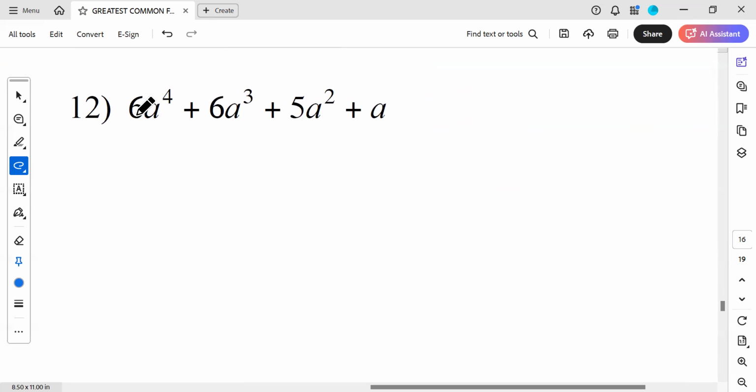So I got 6, 6, 5, and then this is positive 1, right? What's the GCF between 6, 6, 5, and 1? It's just going to be 1. Then I got a to the fourth, a to the third, a squared, and a. Do they all have an a? Yeah.